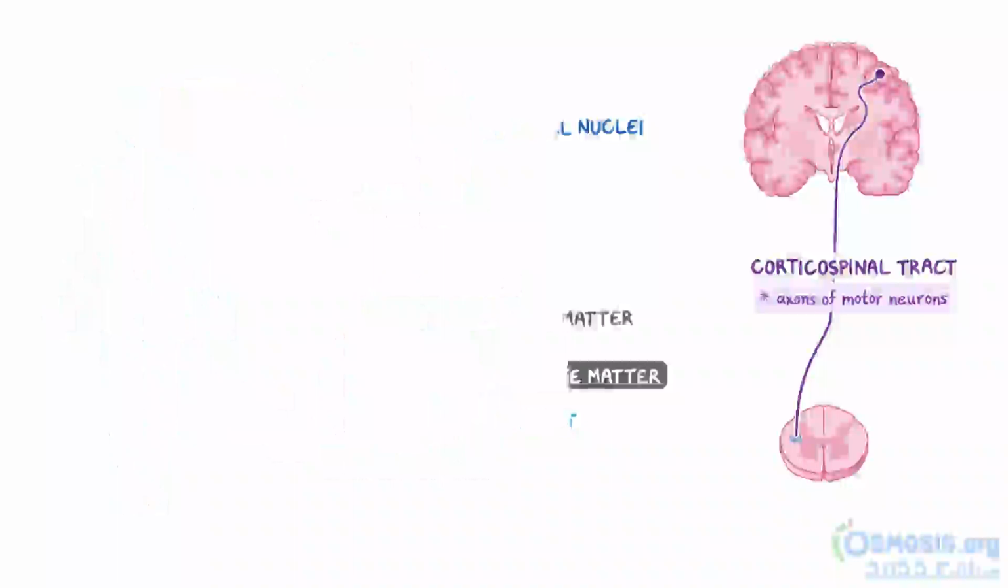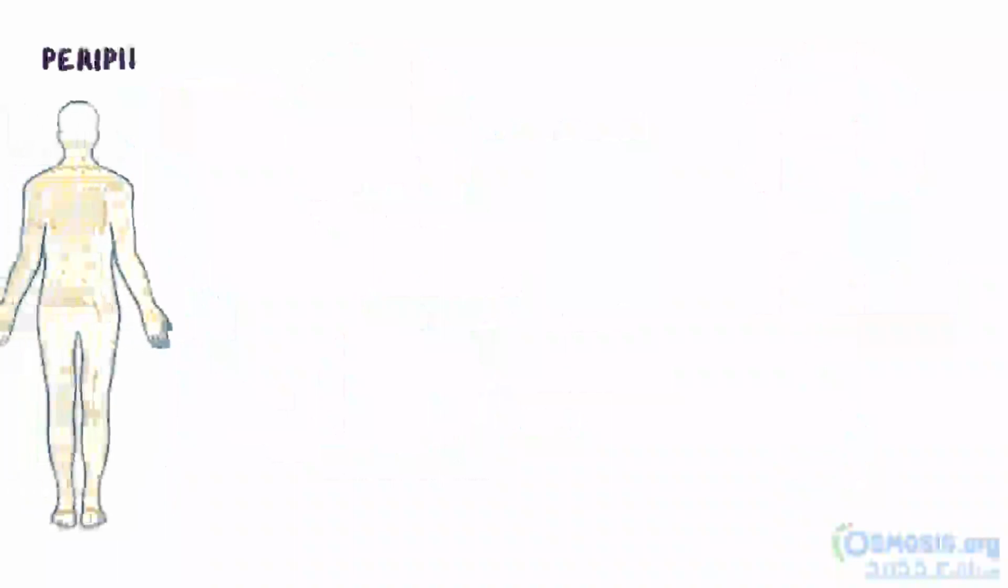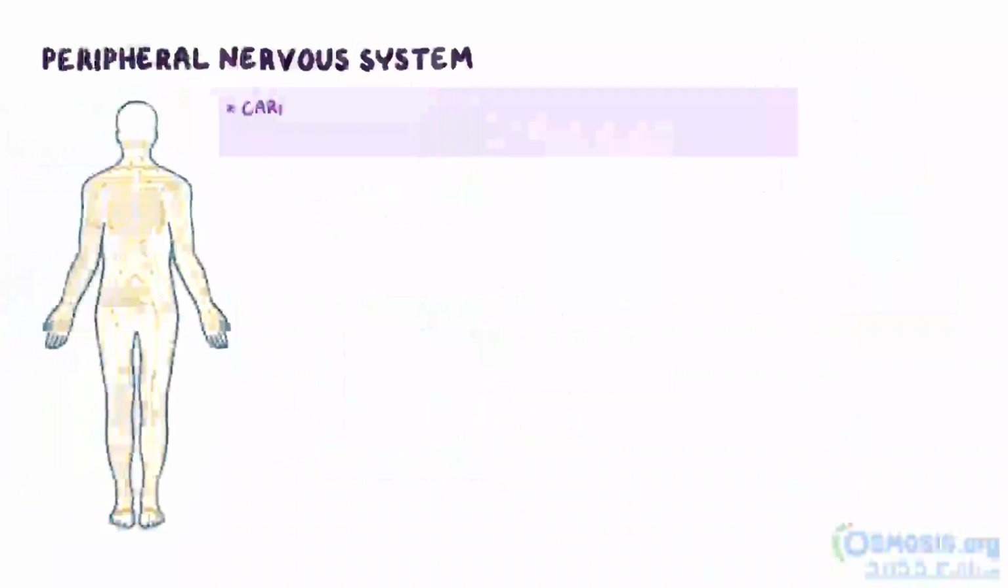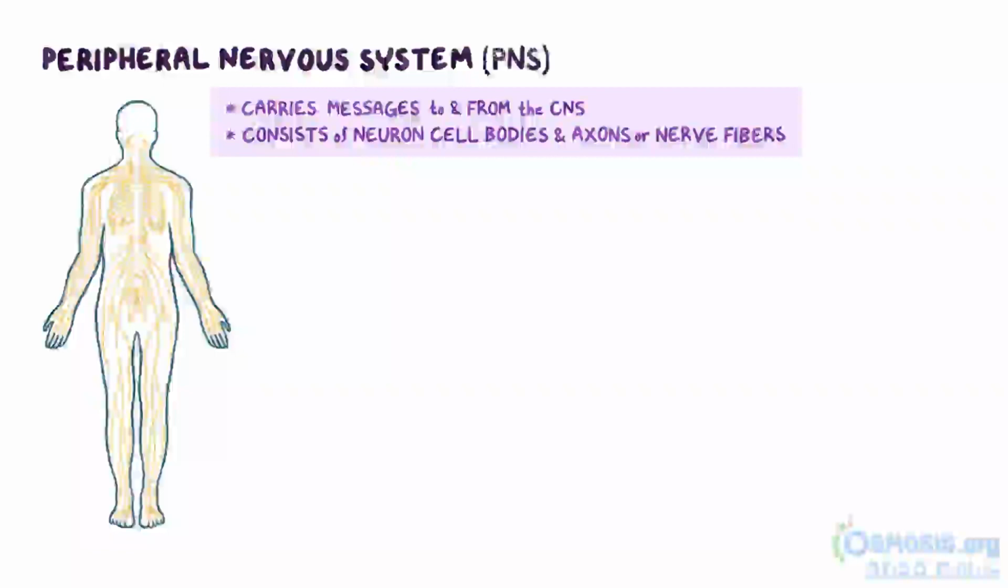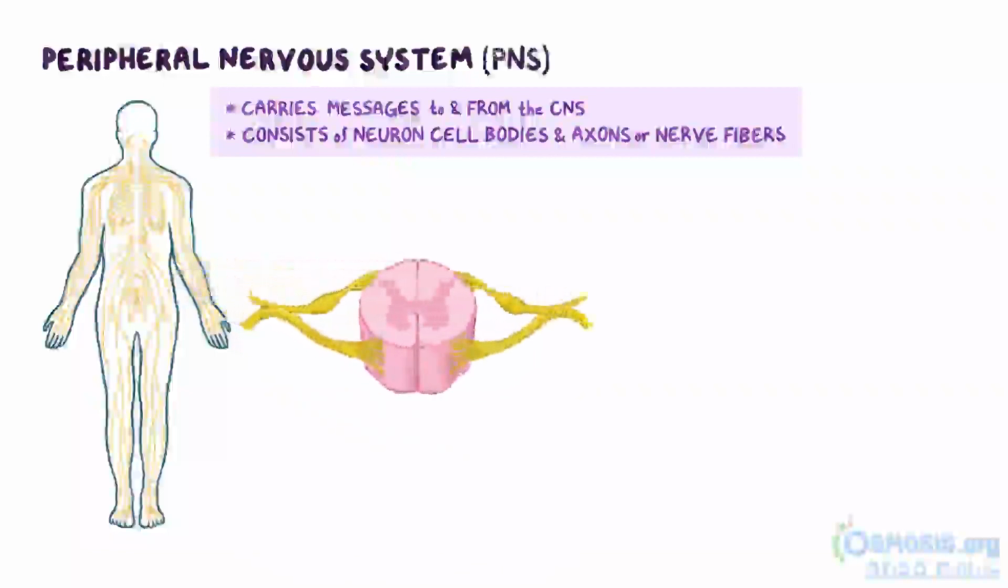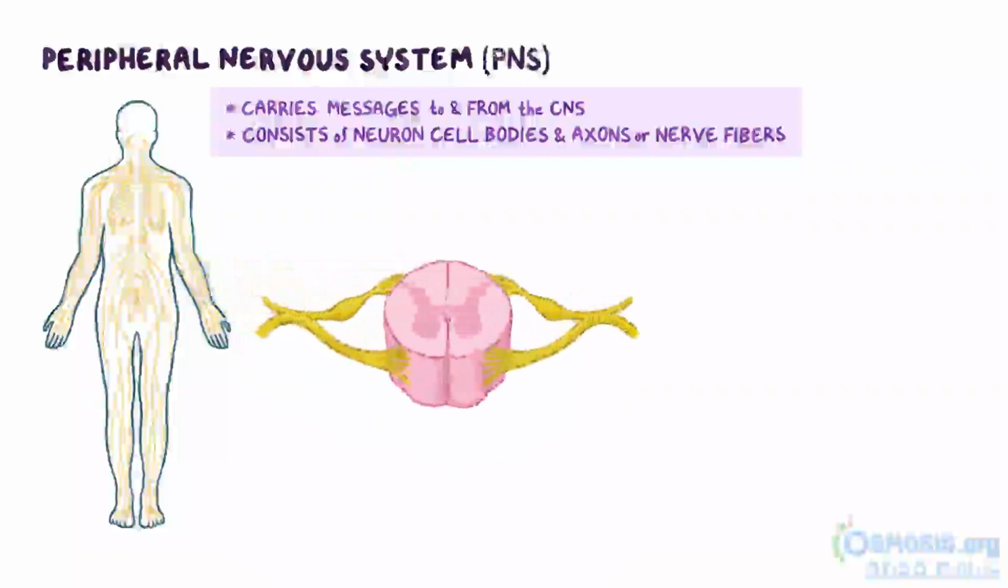Now, the other division of the nervous system is the peripheral nervous system, which carries messages to and from the central nervous system and consists of neuron cell bodies and axons, or nerve fibers, outside of the CNS. The components of the PNS are similar to the CNS, but the terminology used is slightly different.